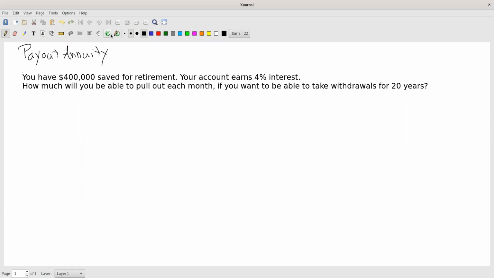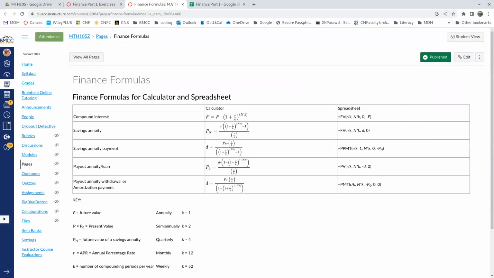So let's take a look at our finance formulas. And we are looking at a payout annuity, bottom row here. And we could use the calculator version or the spreadsheet version. I'm going to start off with the spreadsheet version, and then we could check with the calculator version. For the spreadsheet version, we want to use the PMT function, and we need to know the rate, the compounding period, the number of years, the initial value, and we have all of that here.